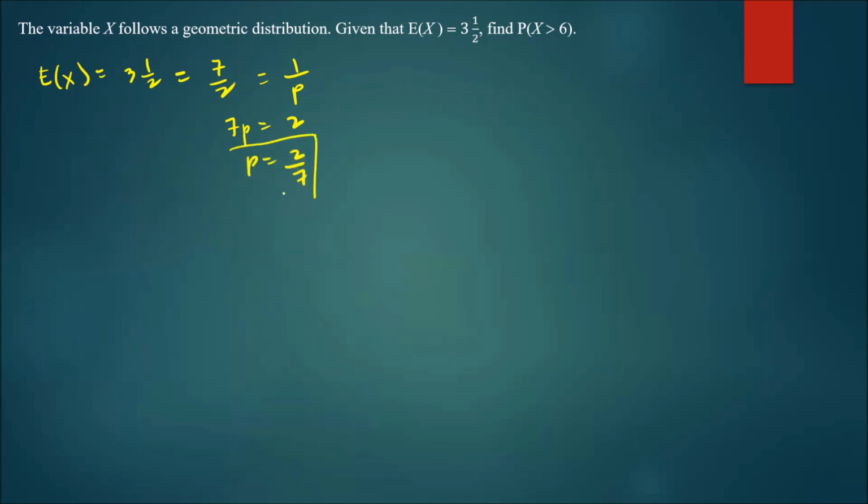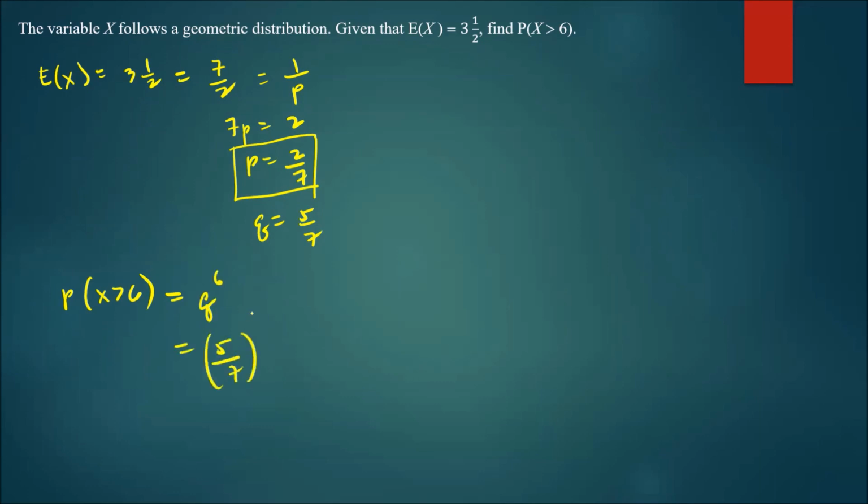Okay. Now we have P, so we can now know Q, and Q is 5 by 7. So we are looking for the probability that X is greater than 6. From our previous slides, we know that this one is equal to Q raised to 6. So that is 5 by 7 raised to 6, which will give us 0.133.